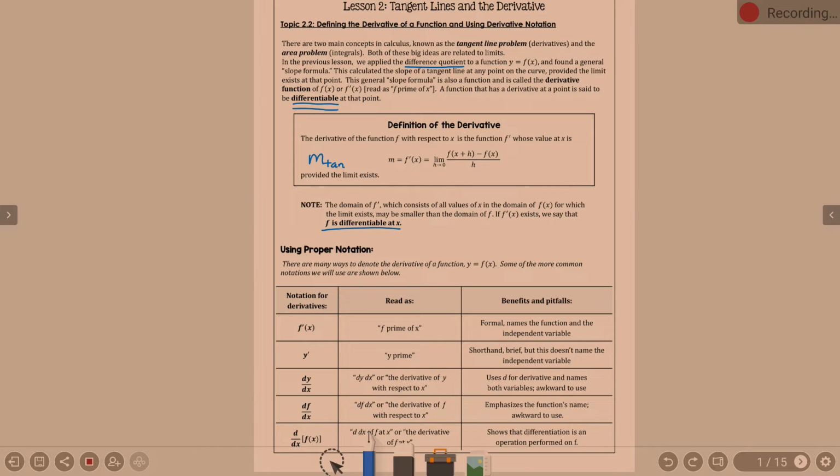Well, yeah. It shows the differentiation is an operation performed on f. And the thing is, like dy/dx, it says awkward to use, but it is important. And just because it's awkward to use doesn't mean we'll skip using it. We have to use it. You have to be familiar with it. And there will be times where it will be the advantage. Okay, I think we're ready to move to the next page.